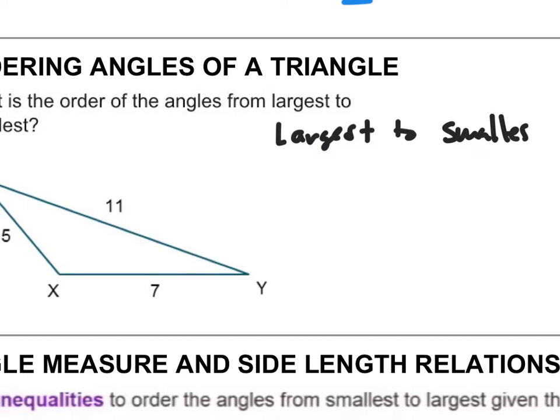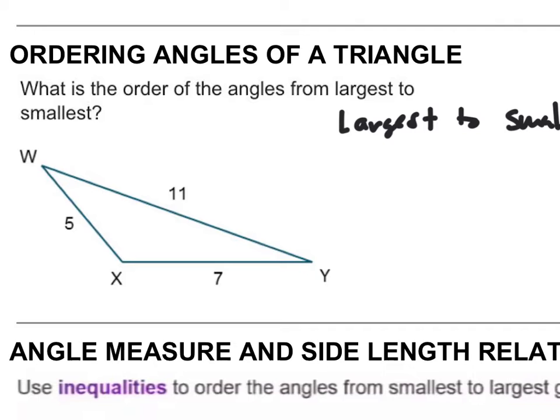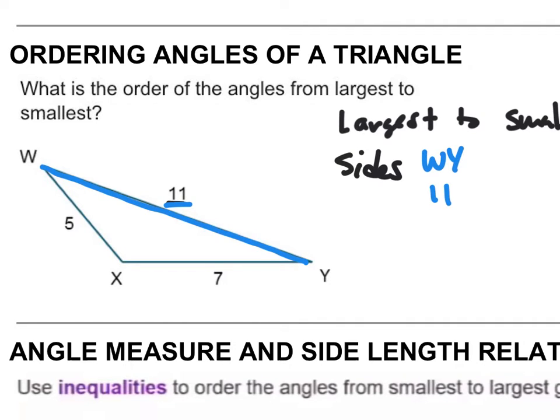And when I'm doing this, I'm thinking about my side lengths first, okay? Let's do it for the sides, because once I do it for the sides, then I can do it for the angles. So I look for my largest side length, which is 11. Let me do blue for that one. My largest side length is here, WY. So let me do WY, and that's 11.